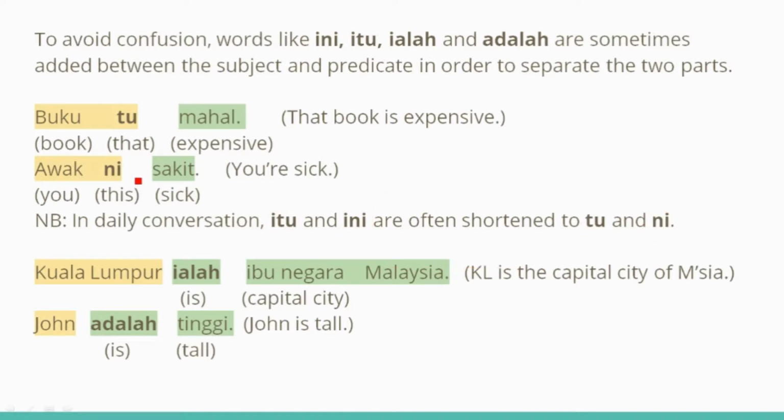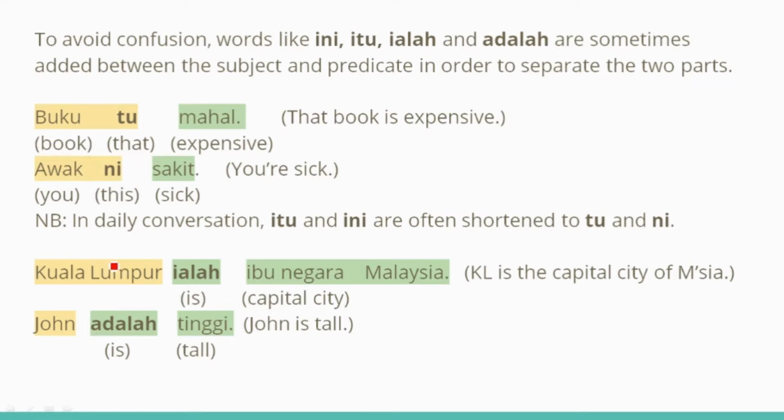And itu and ini are demonstrative pronouns, which tell you if the subject is close to the speaker or far away from the speaker. So for example, in sentence 2, you say awak ni sakit, meaning you are sick. However, in English, you don't use ini or this to refer to the subject you. However, in Malay, it is quite common to use ini with other pronouns such as you or I.